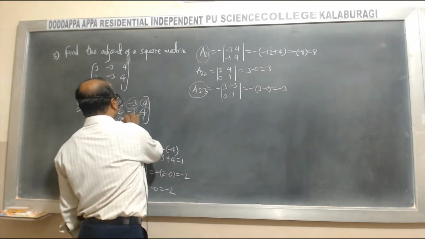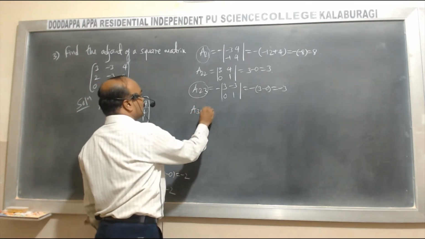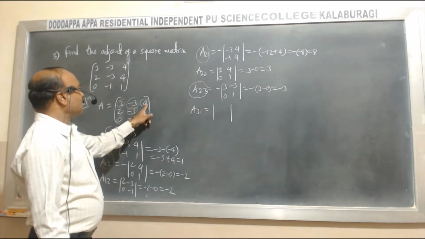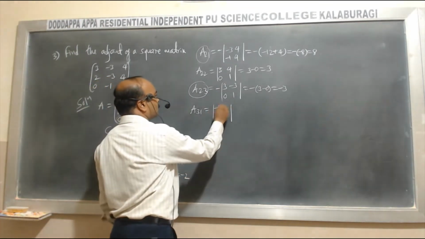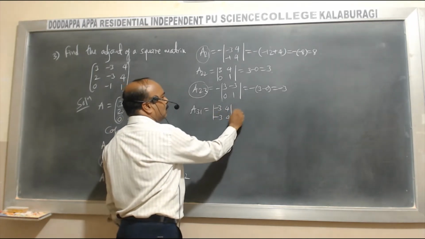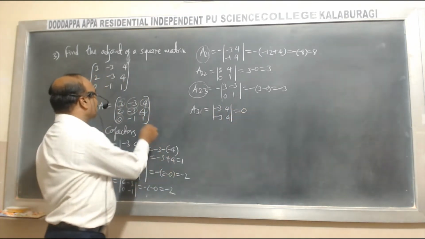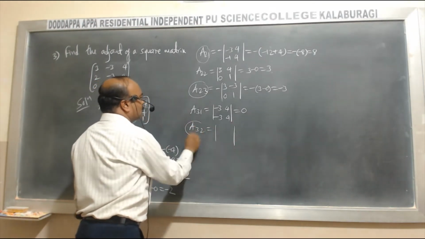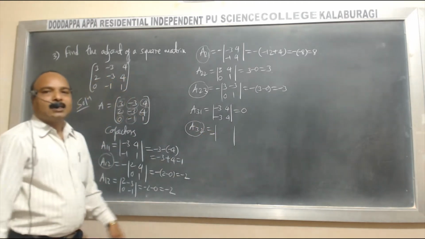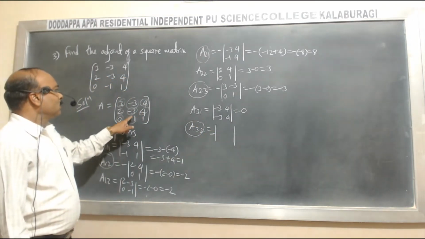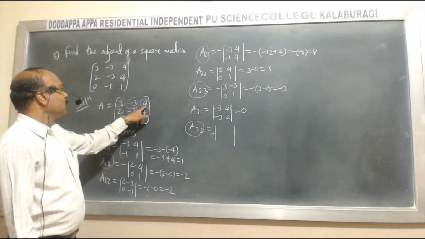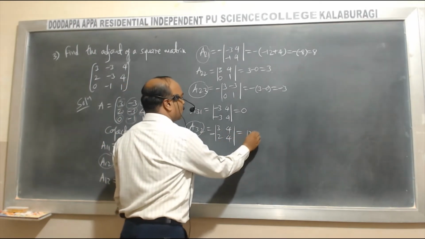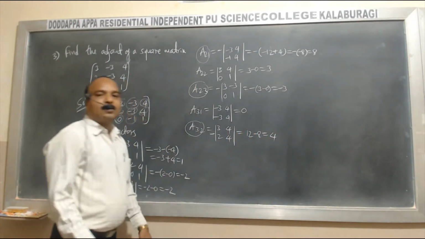Next the cofactor of 0, that is A31, equal to the determinant of minus 3 4 minus 3 4. Here two rows are identical. The determinant is 0. Next the cofactor of minus 1, A32. It is minus of this determinant because 3 plus 2 is an odd number. Now it is given by deleting this column and this row, 3 4 2 4. So this is equal to 12 minus 8. It is equal to 4.